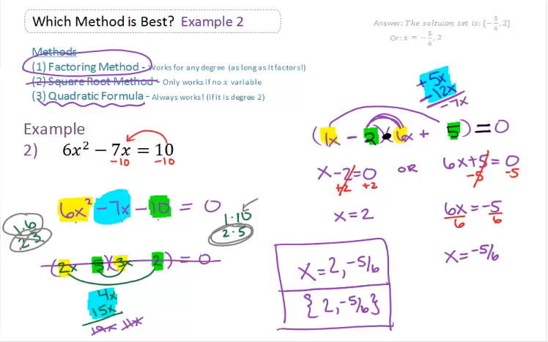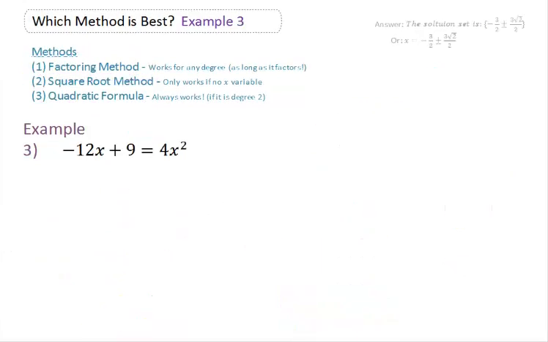Alright, let's move on to my last example. Negative 12x plus 9 is equal to 4x squared. Pause the video and try and figure out which method works best for you and see if you can get to the correct answers on the top right-hand corner of your screen.